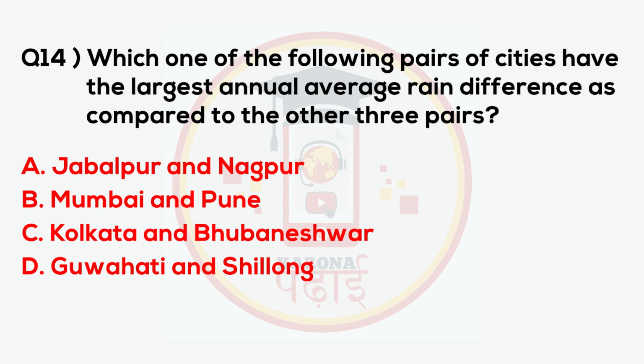Which one of the following pairs of cities have the largest annual average rain difference as compared to the other three pairs? Mumbai and Pune.